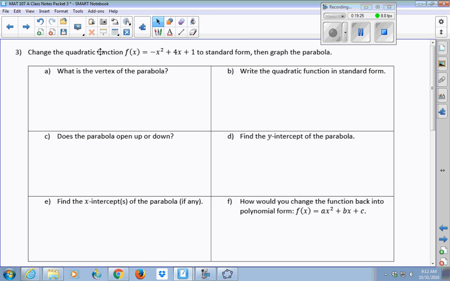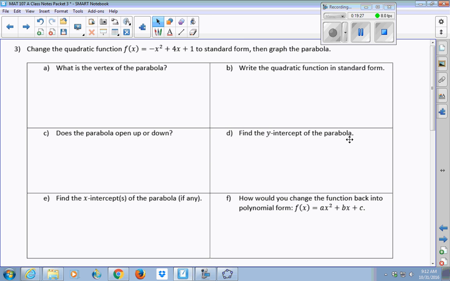All right, so let's change this quadratic function to vertex form, then graph the parabola. So what's the vertex of this particular parabola? Well, we can't tell from looking at it, but we can identify all the things we need. We need to identify A, and we need to identify B. So A is -1 and B is 4. C doesn't come into play at all.